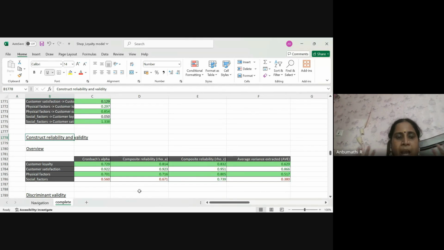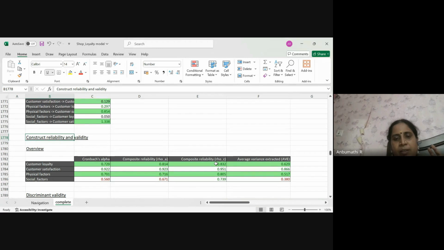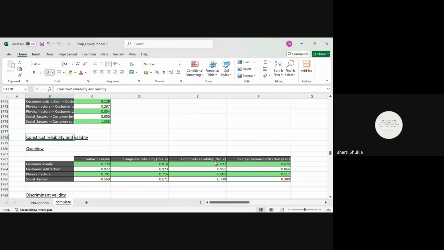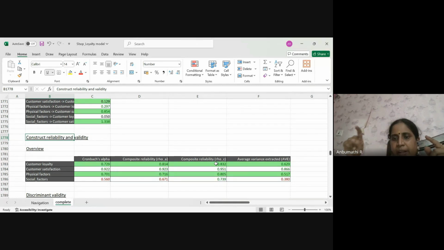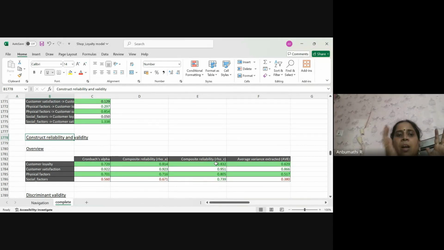So after seeing the factor loading, second you need to look out for the composite reliability. Here you have the composite reliability where you have rho A and rho C. Can you see two composite reliabilities? Yes, ma'am. What is that rho, madam? It is rho A. It is in the bracket. It might be written as rho underscore A, rho underscore C. Yes, madam. Okay. So I'll explain what is rho A and rho C.